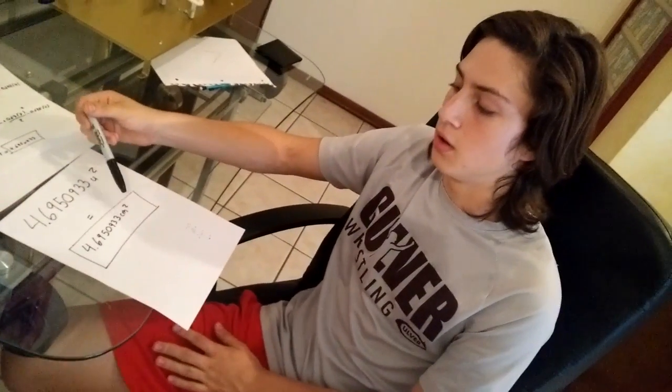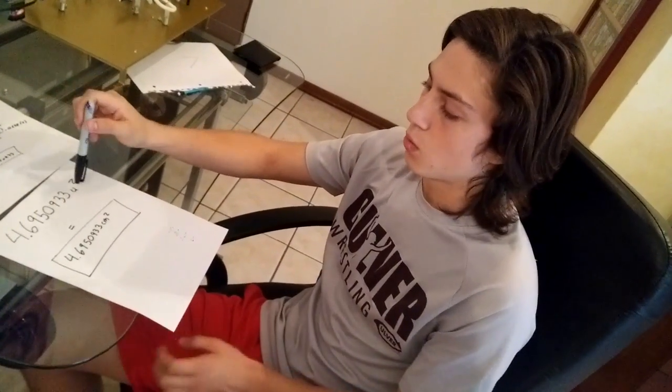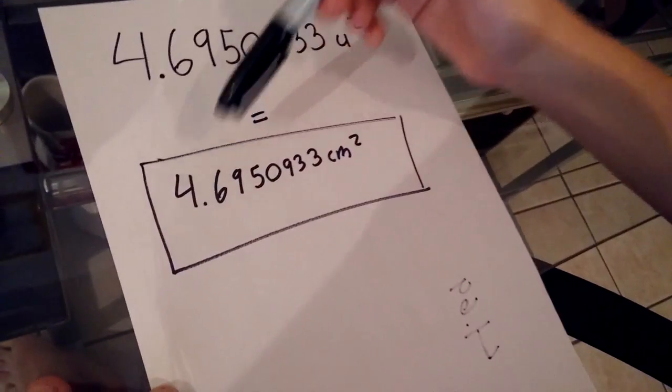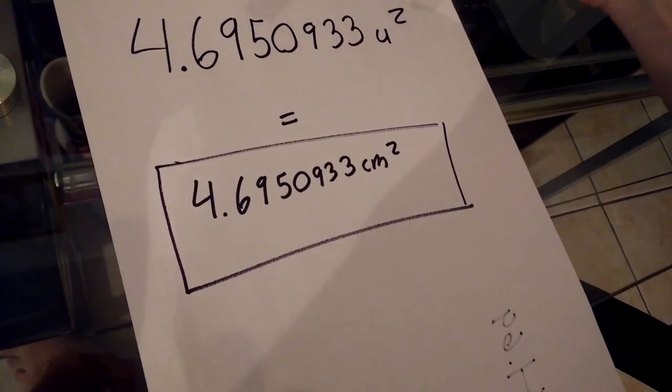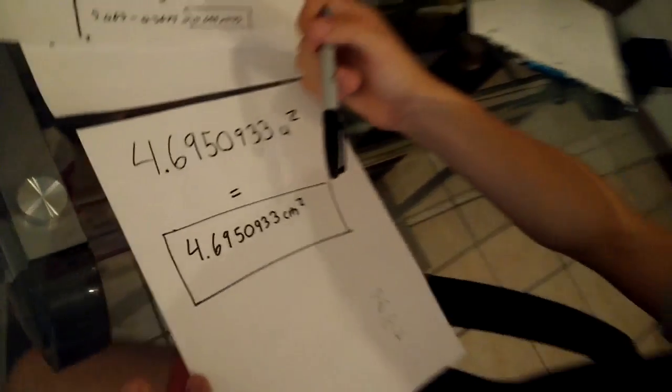And since our Cartesian plane is in centimeters, we change the units to centimeters squared. So our final answer is 4.6950933 centimeters squared. Thank you very much.